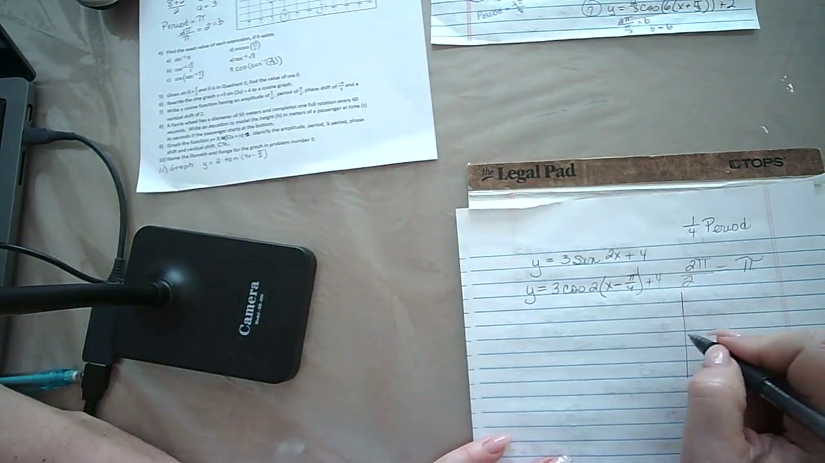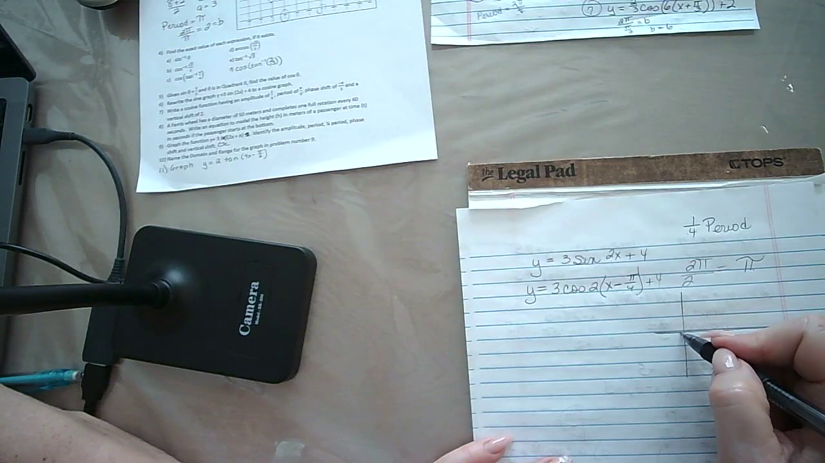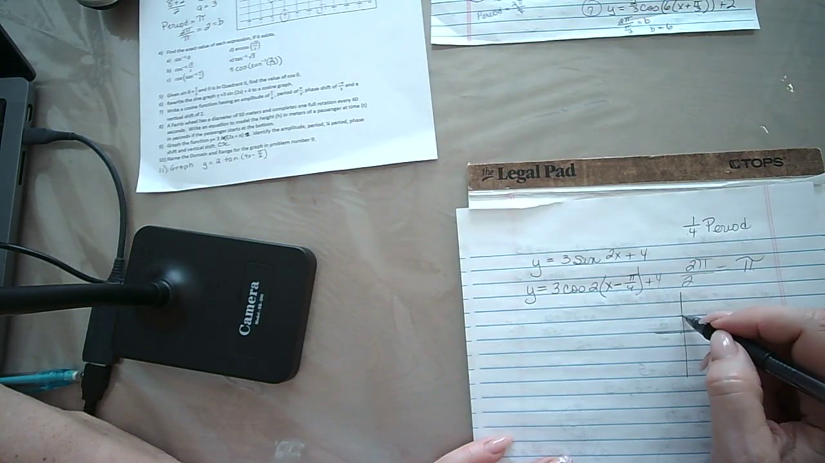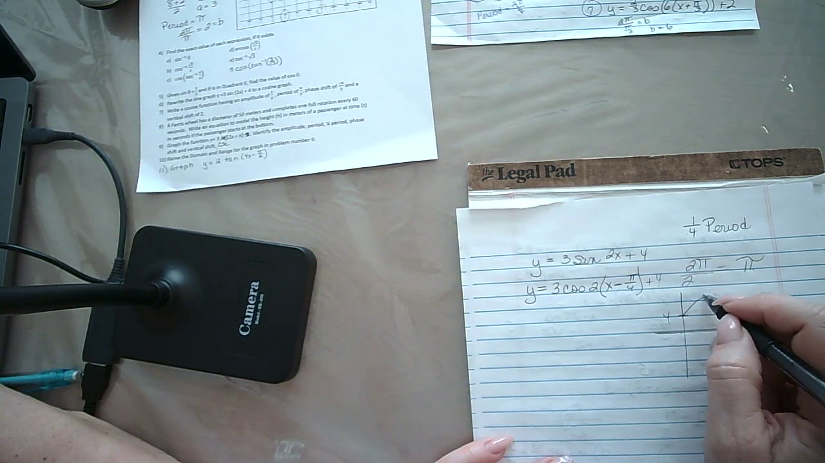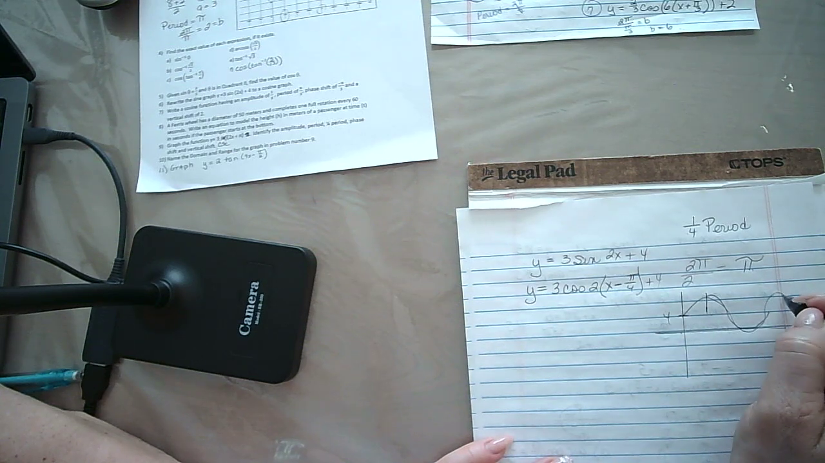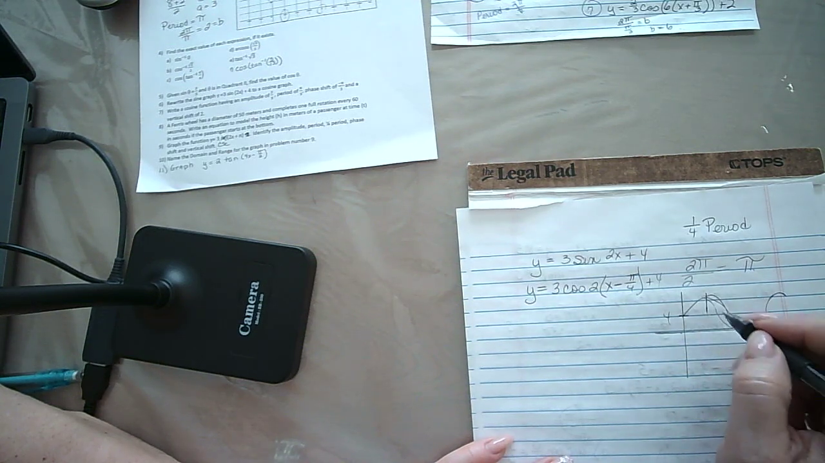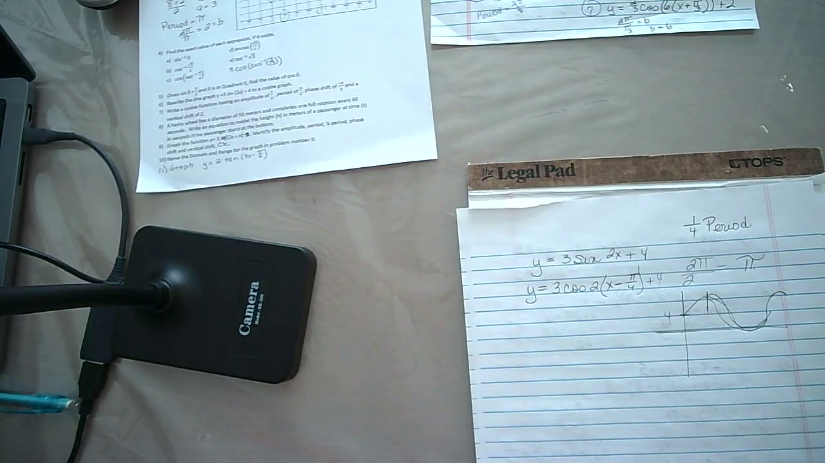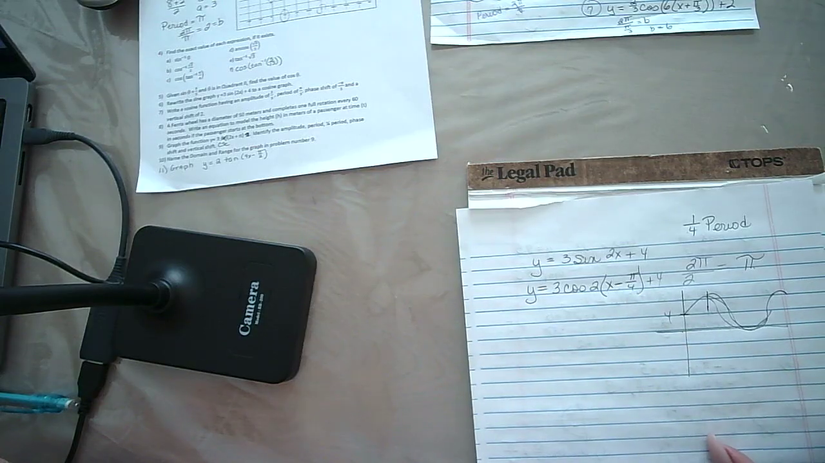If I have a sine graph and it starts here, well, it actually had a midline of 4. So it was like this. Always make sure that once I shifted it here, it's still a positive cosine. Okay, so you have to be careful. Make sure that it's a positive cosine. Okay, that was number 6.